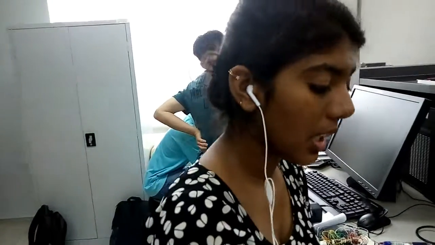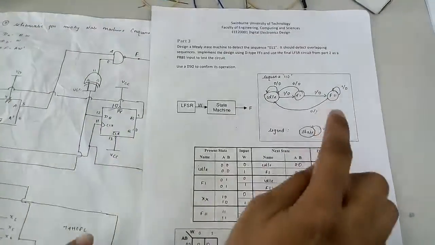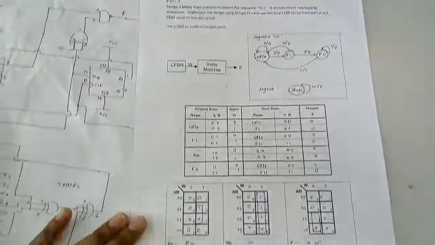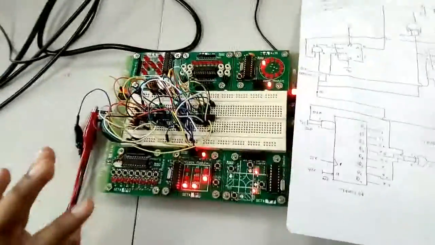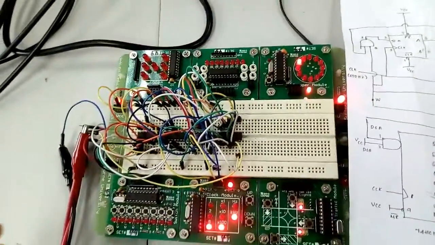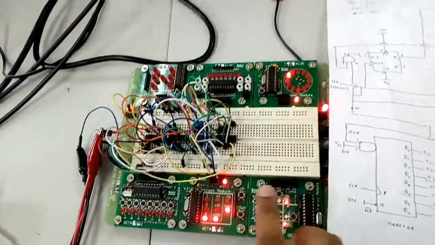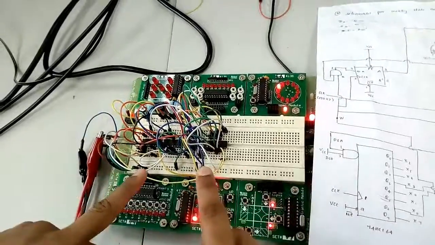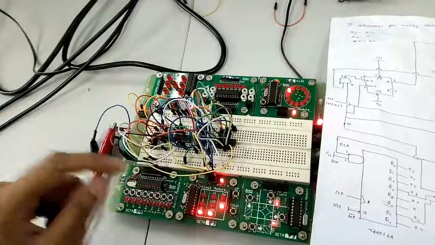Part 3, that's the last part of the lab, is the Mealy state machine to detect the sequence 011, and this is our state diagram and this is our K-map. The circuit is built using four ICs, basically the 164, 86, 74 and 00. That is the exclusive OR IC, the NAND gate IC, and the D flip-flop IC.